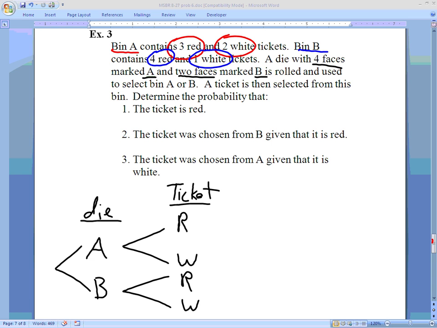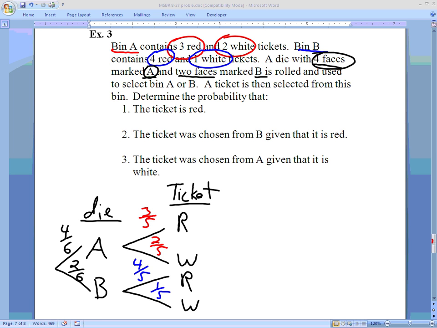Now let's fill in some probabilities. It says the die has 4 faces marked with an A. So that's 4 for A, and B has 2 faces, so the grand total is 6 faces on the die, so 4 out of 6 and 2 out of 6. Now when we get bin A, I circled in red above that there were 3 red and 2 white tickets. So that's a total of 5 tickets. 3 red out of 5 or 2 white out of 5. And then for bin B, we had 4 red and 1 white. So 4 and 1, again, a total of 5 tickets. So at this point, my tree diagram is totally set up.